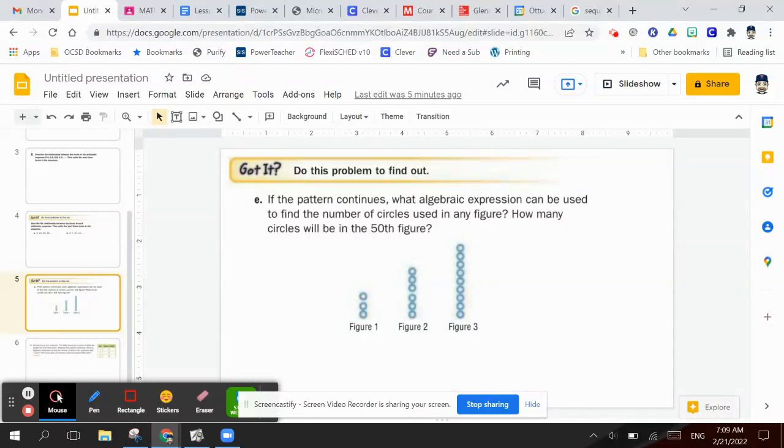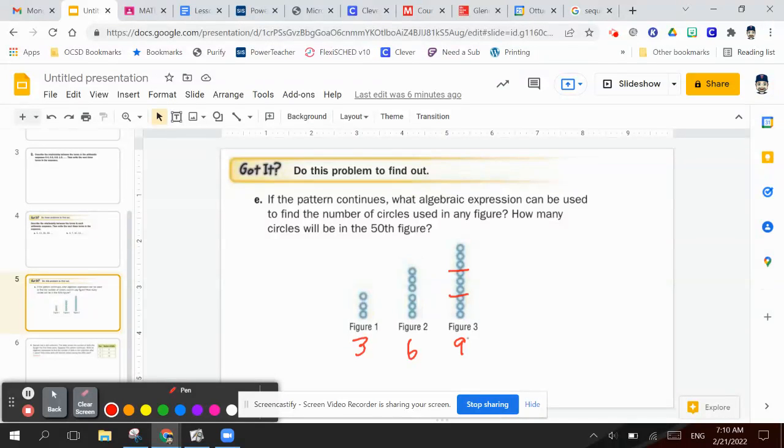So here's an algebraic expression or sequence. If the pattern continues, what algebraic expression can be used to find the number of total circles in any figure? How many circles will there be in the 50th figure? Well, in figure 1, I know that there's 3. Figure 2, I know there's 6. Figure 3, there is 3, 6, 9.